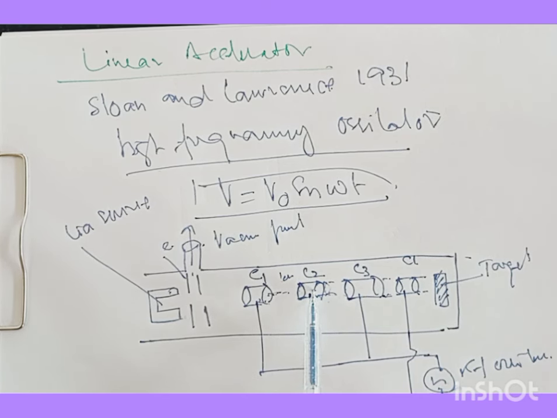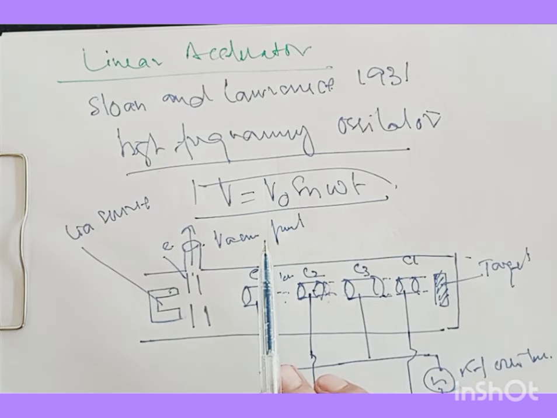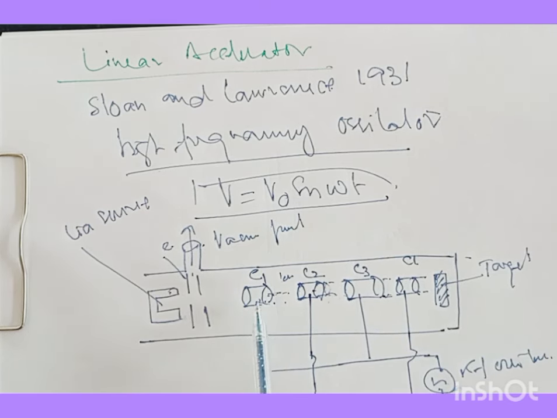It means that the time taken by the ion to traverse C1 is exactly equal to half the time period of the RF oscillator that we have been using, so that its potential changes sign exactly at that time. Now what we are trying is that the potential of C2 becomes negative, which means the time taken by the ion to traverse C1 is exactly equal to half the time period of this RF oscillator when its potential changes sign.